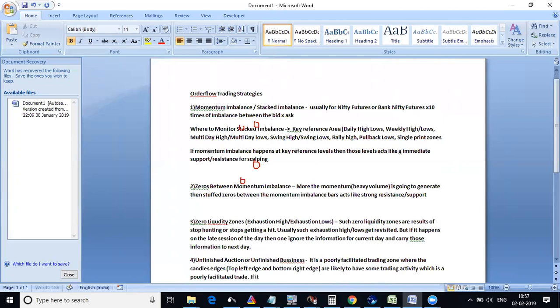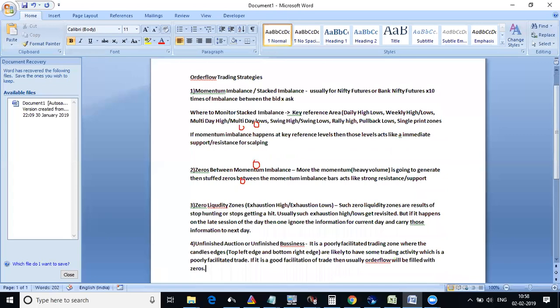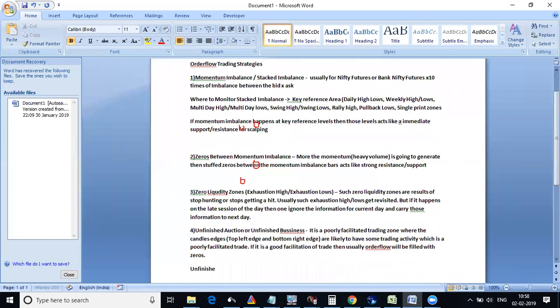If it is good facilitation of trade, then usually the order flow will be filled with zeros. So instead of zeros, if you're seeing values, then it means unfinished auction. And unfinished auction usually fills up faster, most likely on the same day.